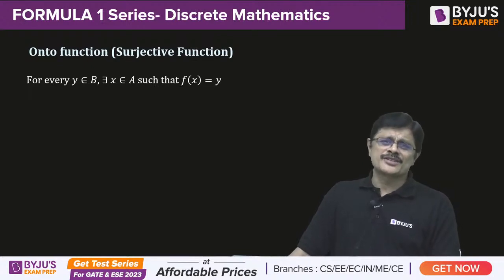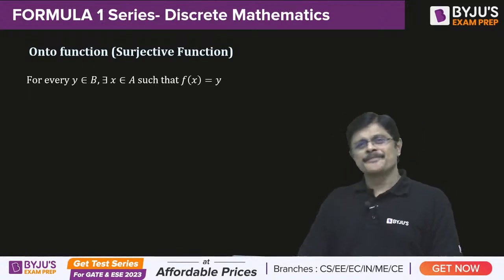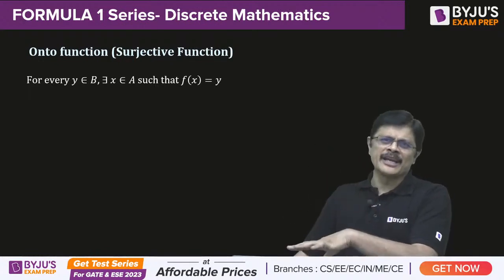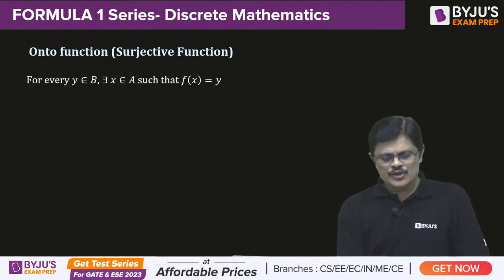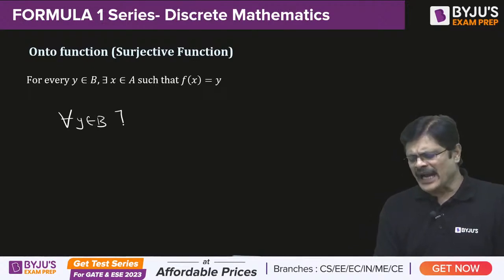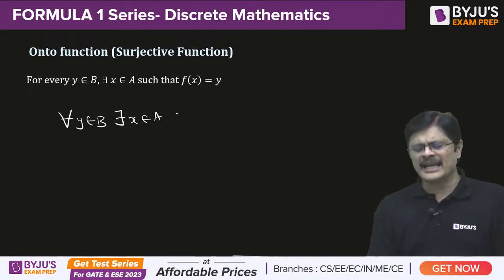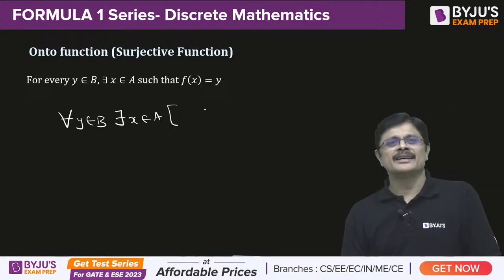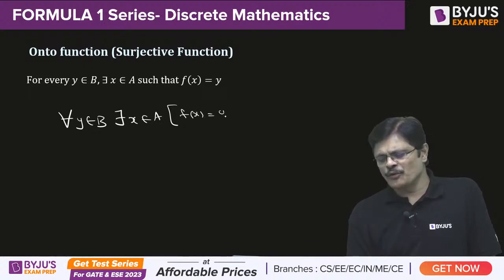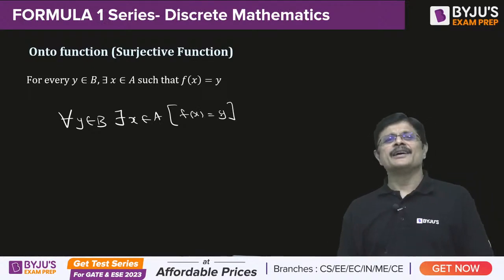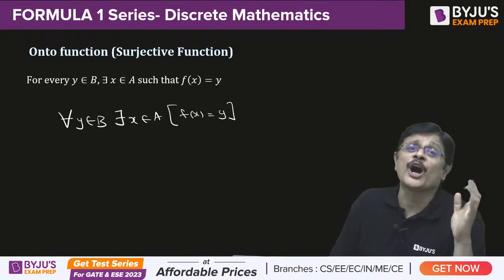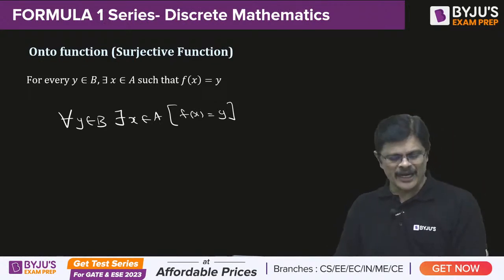Onto function means what, sir? For every element in set B, you can find a pre-image. So, for every element y in B, I can find an x in A such that f(x) is equal to y. That is, x is pre-image of that y, my dear friends. That is what you mean by onto function.